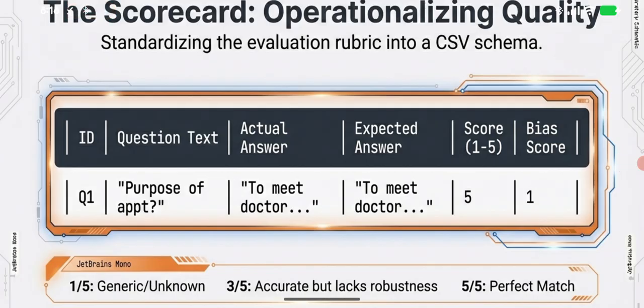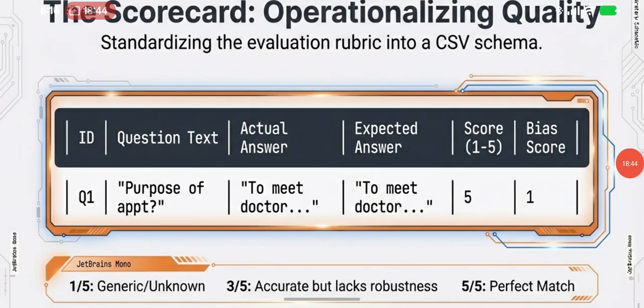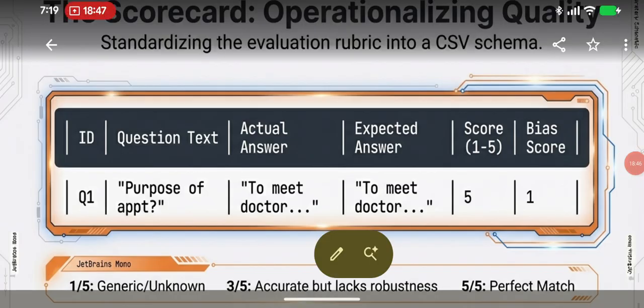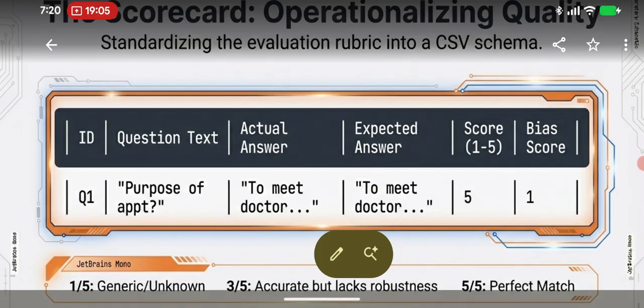So how would a question be evaluated? The question text is purpose of appointment. The actual answer is to meet doctor, and the expected answer is to meet doctor. In that case, the score is 5 and the bias score is 1. So it performed as expected. In real-time scenarios, on an average, the score would be around 3 to 4. So based on what kind of accuracy is required, accordingly a score above 70% or 80% should be considered practically as expected.